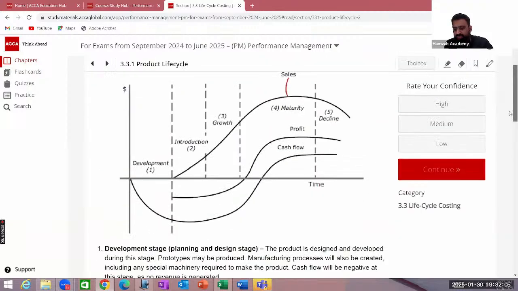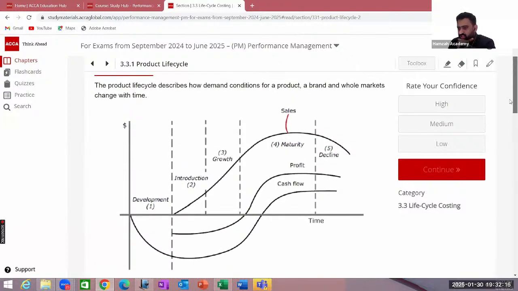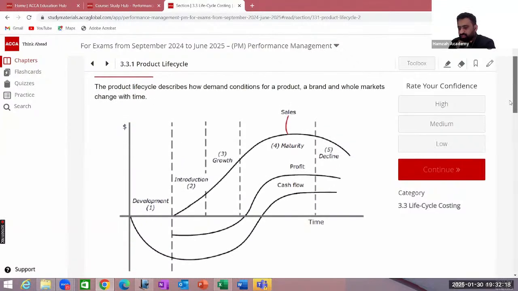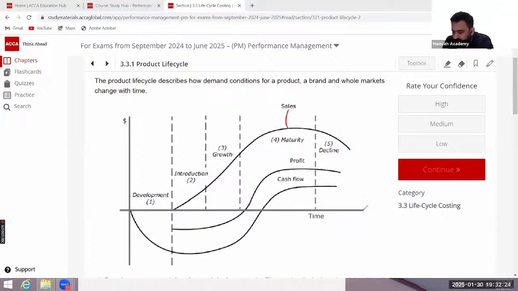Now, this is the graph. This is the graph to elaborate the concept of life cycle cost. Now, you can see this is the timeline. This is the dollar value at a y-axis. And then we have different lines.